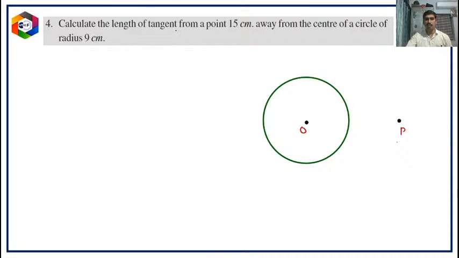Now it is asked to find the length of the tangent. Let us draw a tangent here. Tangent is the line which touches the circle at only one point. So this is the point where it touches, PT, let us assume. Now join O and P, the center to the point, and join OT. So this is perpendicular. This is the radius, and the radius of the circle is given as 9 centimeters, and the distance from the point to the center is 15 centimeters.